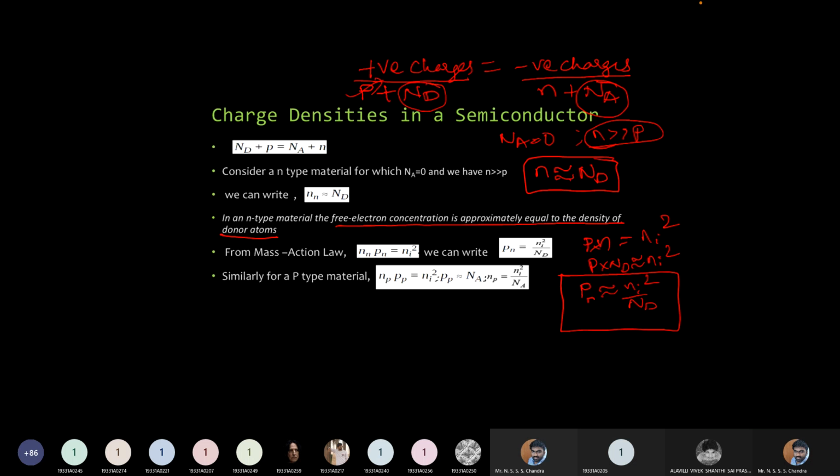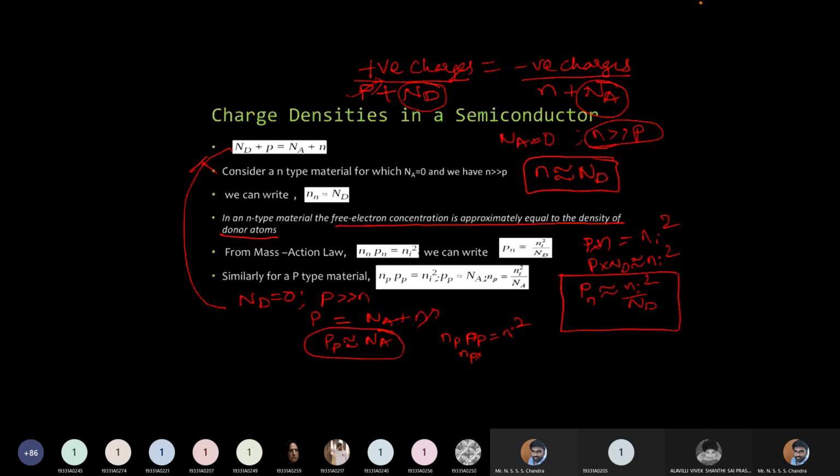Similarly, if you consider a P-type material, there will not be any donor atoms, and P is greater than N. So if you again replace in this equation, P is equal to Na plus N, and P is greater than N. If you neglect N, the number of holes is nearly equal to the number of acceptor atoms. So we give a suffix in a P-type material: Pp is nearly equal to Na. Again, in the mass action law N into P equals Ni square, if you replace Pp as Na, then Np, the number of free electrons in a P-type material, into Na is equal to Ni square. From this you get Np is nearly equal to Ni square by Na. These are free electrons in a P-type material.